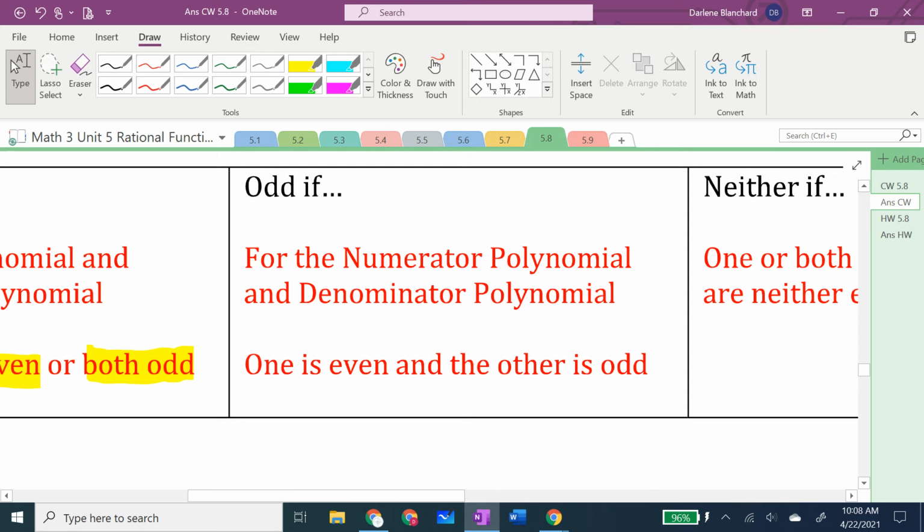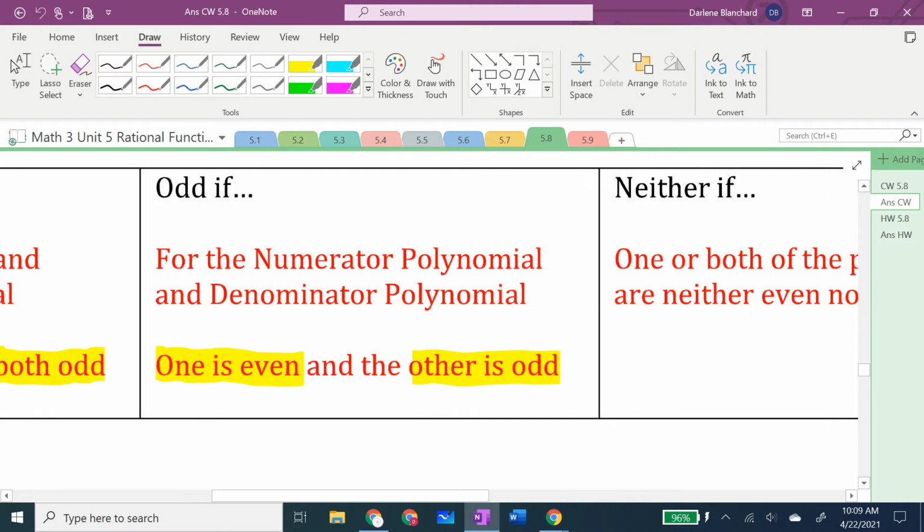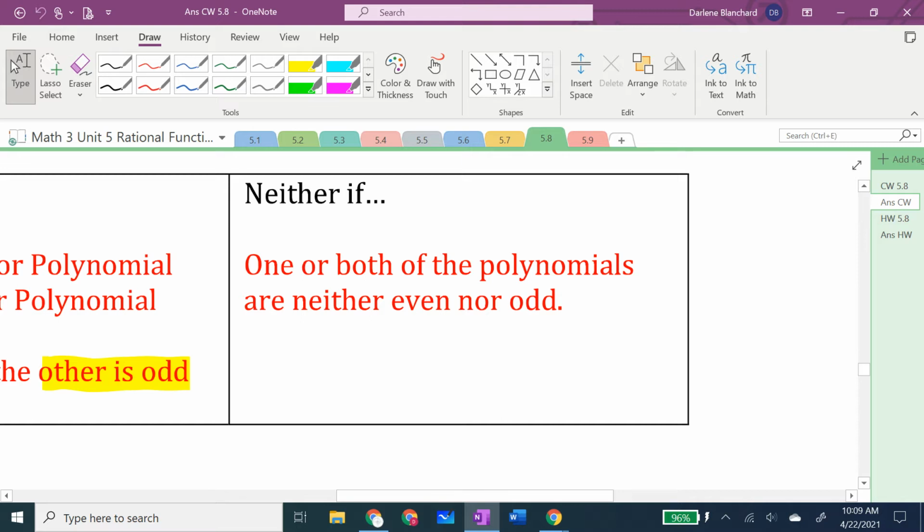Odd, in order to get an odd rational function, between the numerator and denominator, one of them has to be even and the other has to be odd. Because if either numerator changes sign or denominator changes sign, the whole fraction changes sign. And you're going to get a neither situation if either the numerator or the denominator, one, both, it doesn't matter. If either of the two polynomials is a neither, the fraction is a neither. And now we're going to look at some examples.